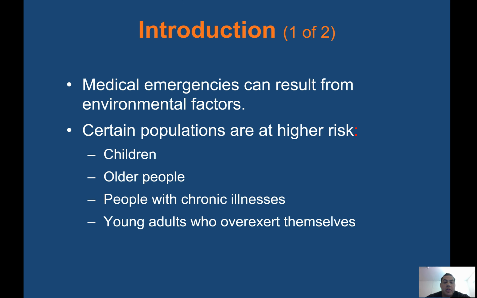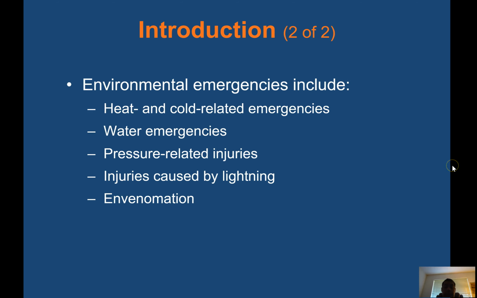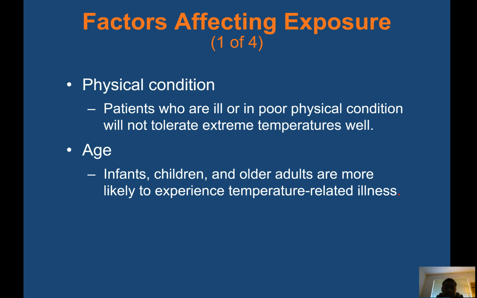Introduction. Medical emergencies can result from environmental factors. Certain populations are at a higher risk: children, older people, people with chronic illnesses, young adults who overexert themselves. Environmental emergencies include heat and cold related emergencies, water emergencies, pressure related injuries, injuries caused by lightning, envenomation.